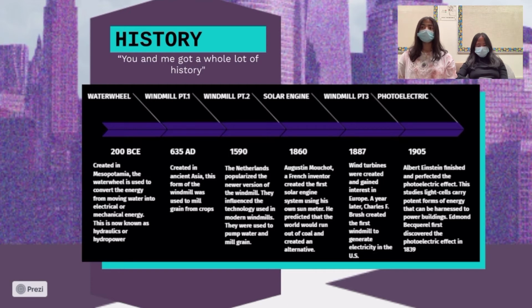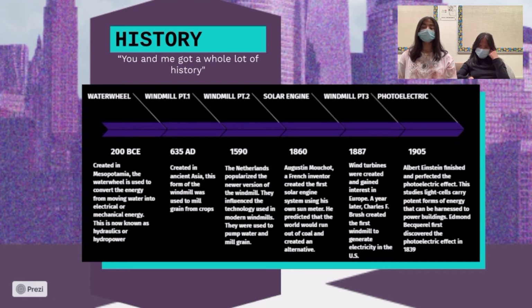Windmill Part 1. 635 AD. Created in ancient Asia, this form of the windmill was used to mill grain from crops. Windmill Part 2. 1590. The Netherlands popularized the newer version of the windmill. They influenced the technology used in modern windmills today. They were used to pump water and mill grain.